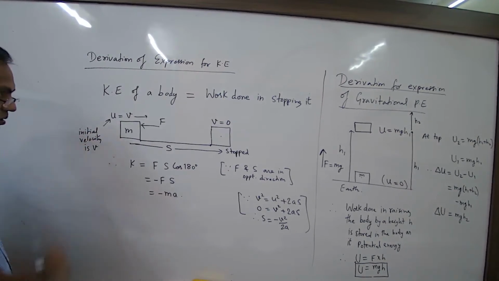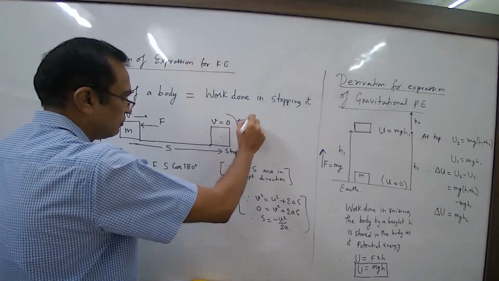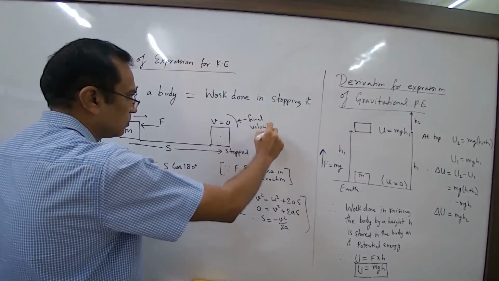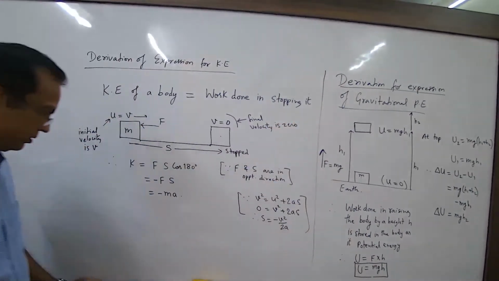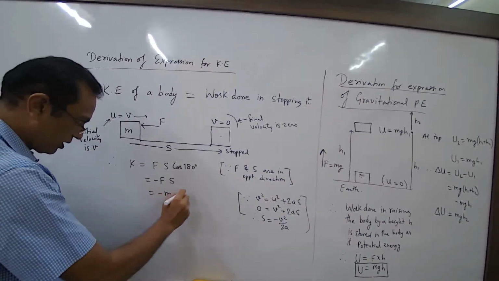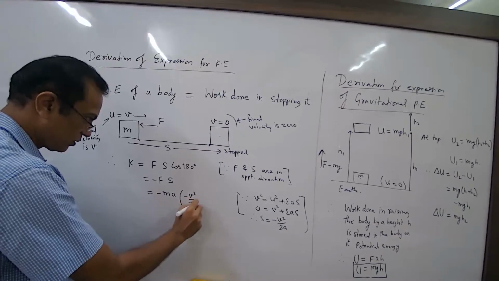It is V, right? And final velocity is 0 because the body is stopped here. So therefore I will substitute here. So what is my S? Minus V square upon 2A.